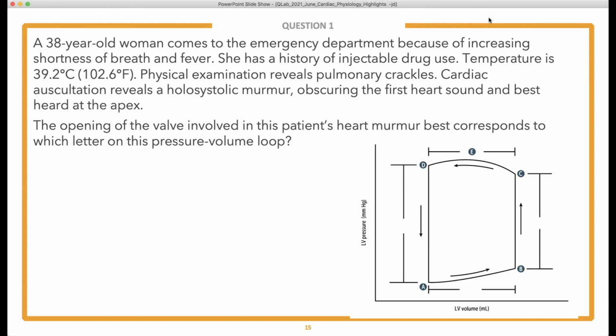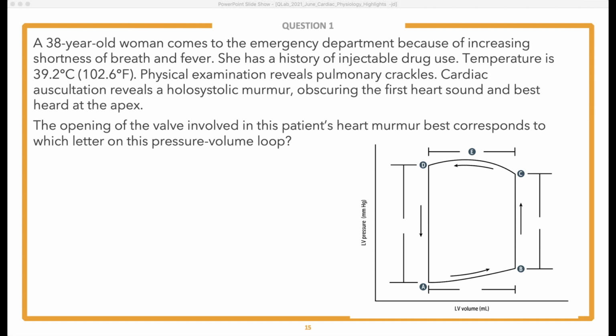Once again, the answer choices are covered up. That is by design, and we will begin with the lead-in. The opening of the valve involved in this patient's heart murmur best corresponds to which letter on this pressure volume loop? I'll give all of you a few moments here to let us know in the question box how many steps you believe this question will require, and then we'll read the vignette.